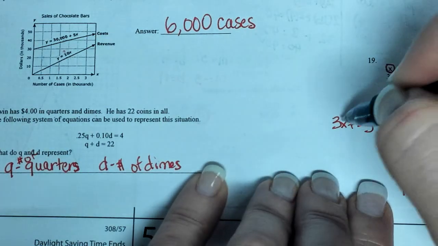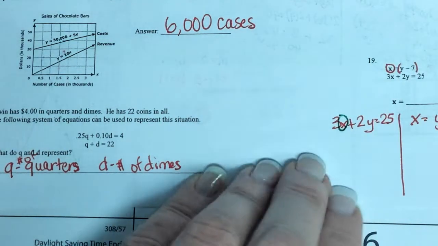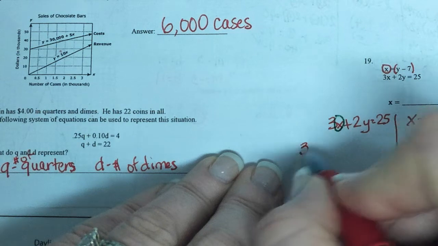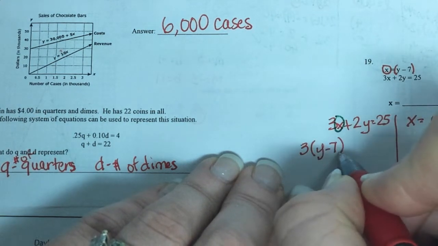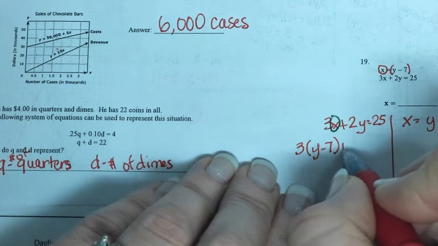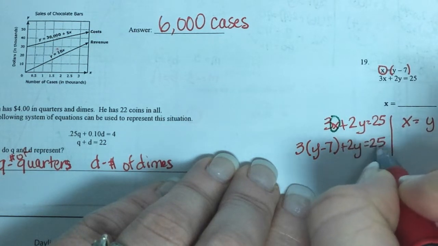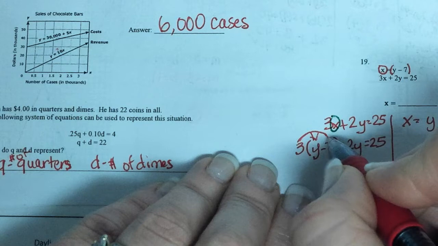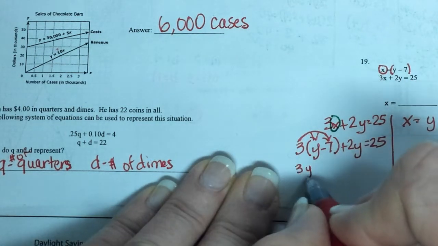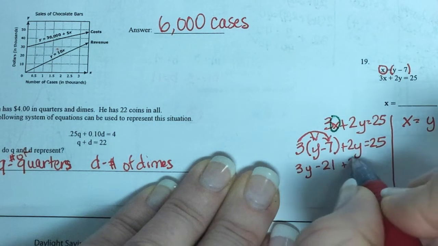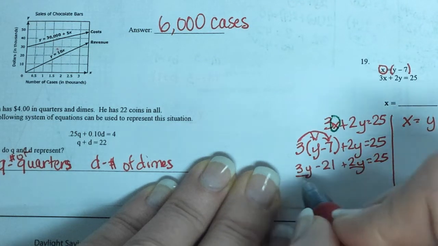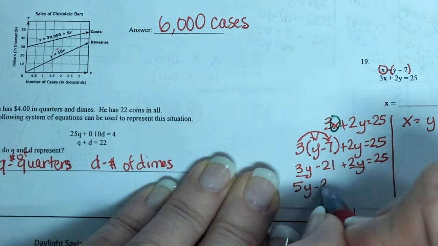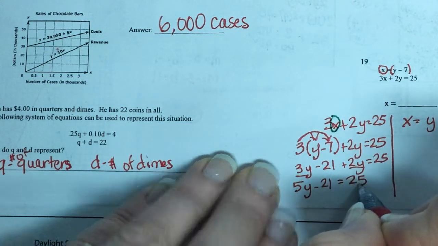Alright, so I'm going to replace this X right here with its value. So when I do that, I get 3 times Y minus 7 plus 2Y equals 25. Now I'm going to solve for Y. I'm going to distribute. So that gives me 3Y minus 21 plus 2Y equals 25. I combine my like terms here. That gives me 5Y minus 21 equals 25.